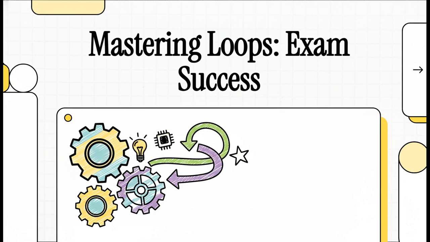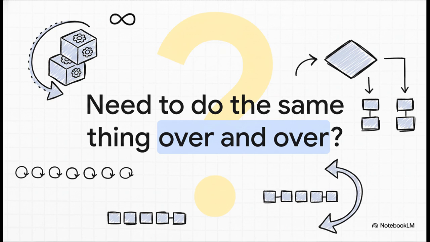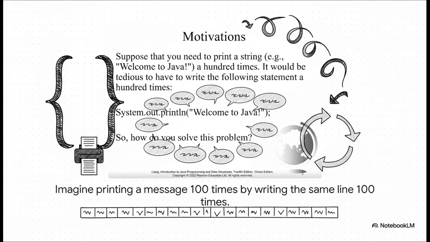Let's get into it. So, let me just ask you this. Have you ever been writing code and realized you need to do the exact same task over and over and over again? It's a super common problem in programming, right? I mean, imagine your professor says, okay, print welcome to Java 100 times. Sure, you could just copy and paste that print line 100 times, but man, that's not just tedious. It's a total recipe for mistakes and just, well, really bad coding.